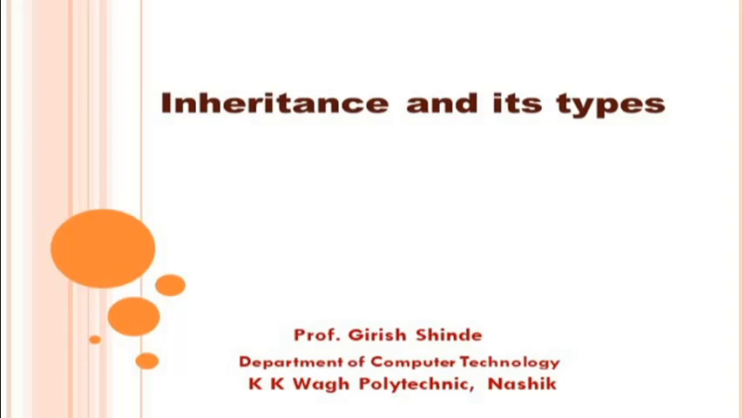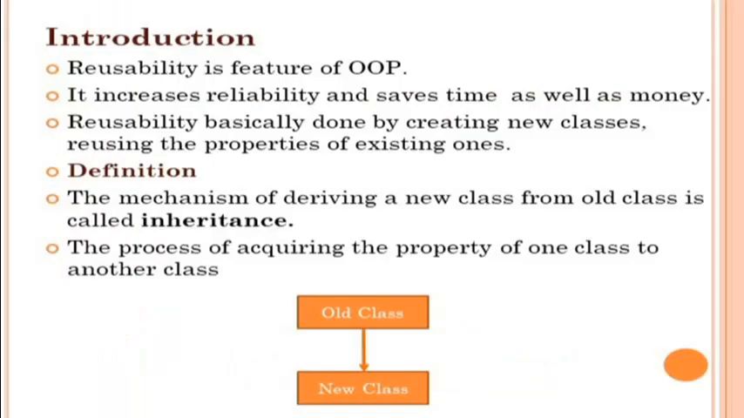In this video, we will see the definition of inheritance and its different types. So let's start with the introduction part. Reusability is a feature of OOP. The reusability feature allows the programmer to access the existing code in the new development. It increases the reliability and saves time as well as money of the customer. Reusability is basically done by creating new classes, reusing the properties of existing classes.